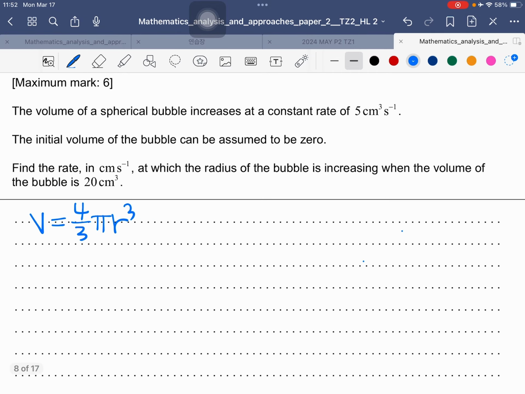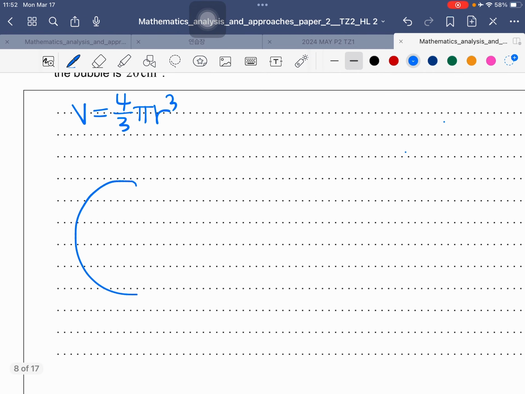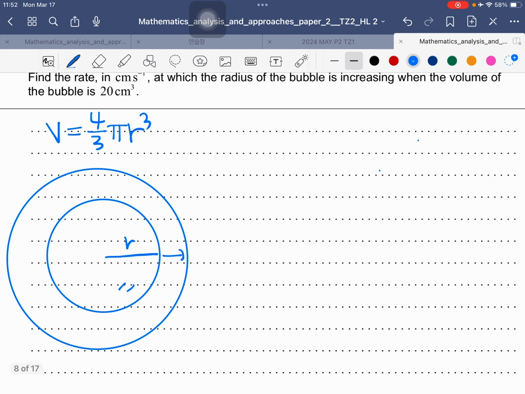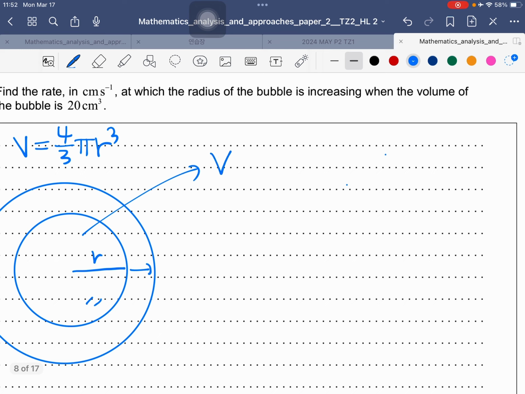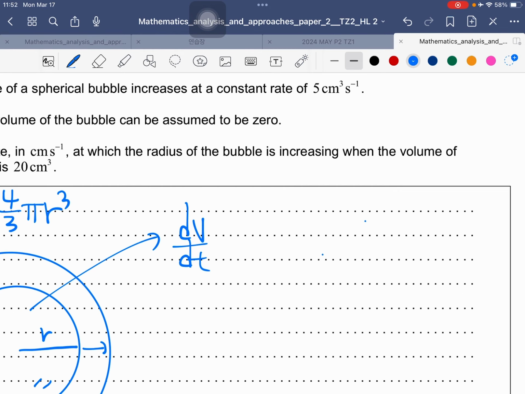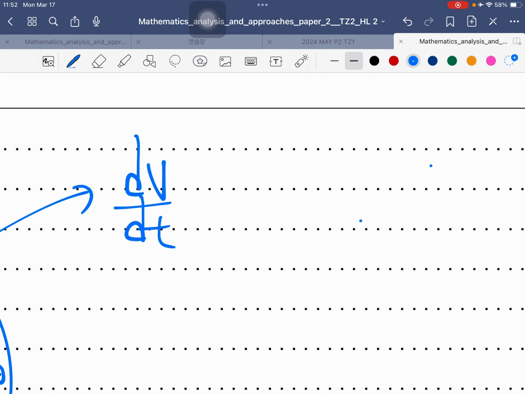So in the question it says volume of sphere. So let's say this is a sphere with some radius here that is increasing, and when the radius is increasing, of course the volume will also be increasing, right? So this volume increase rate, dV over dt, is given at a constant rate of 5 cubic centimeter per second. So 5 cubic centimeter per second is already given.